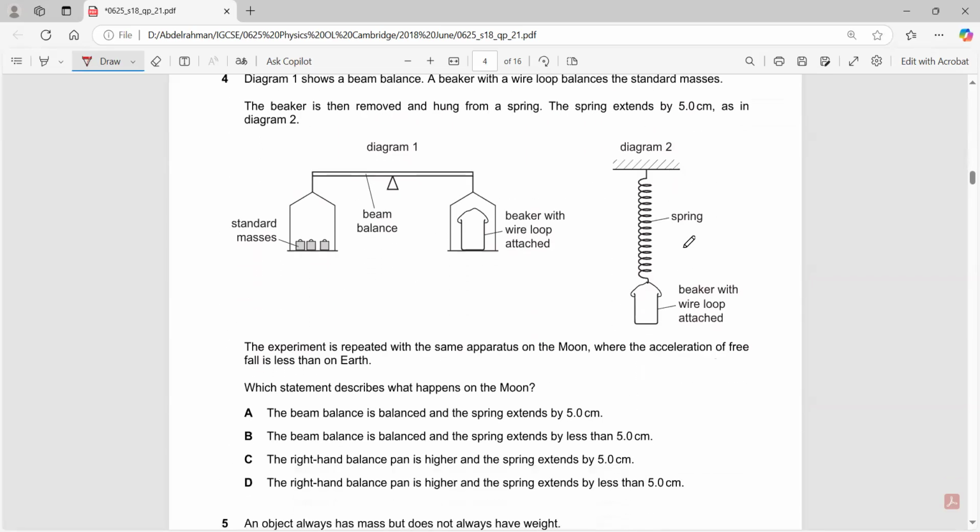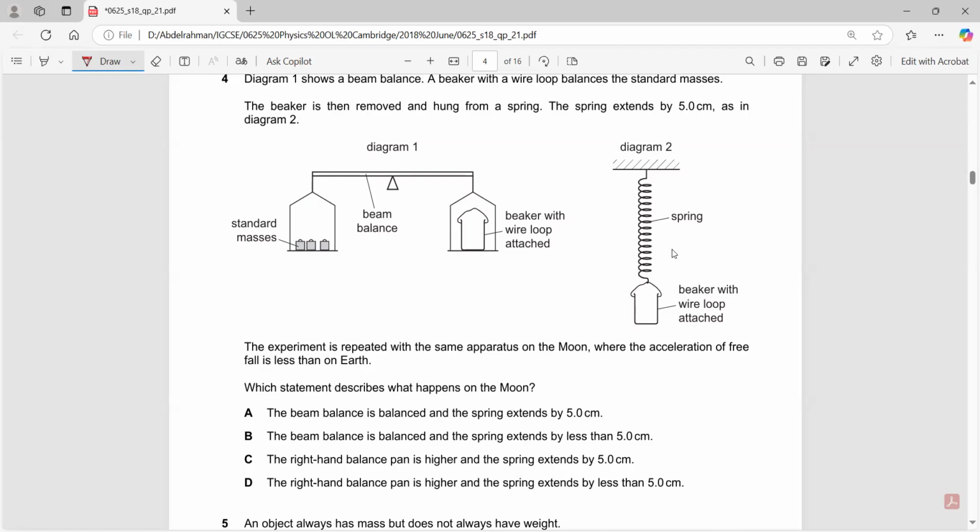Okay, question 4. Diagram 1 shows a beam balance, a beaker with a wire loop, balanced by standard masses. So you have a spring and you have a beam balance. The experiment is repeated with the same apparatus on the moon, where the acceleration of free fall is less than on Earth. We took this same experiment and we repeated it on the moon. Which statement describes what happens on the moon? The only difference is that on the moon, we have a gravitational acceleration less than on Earth.